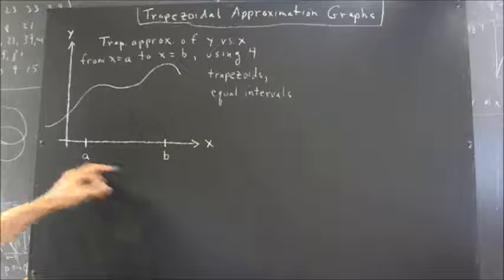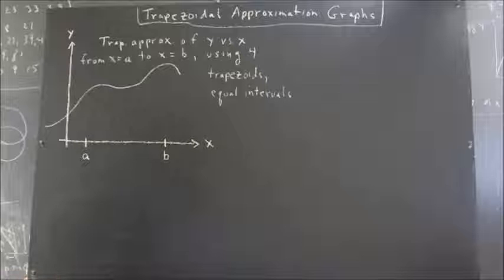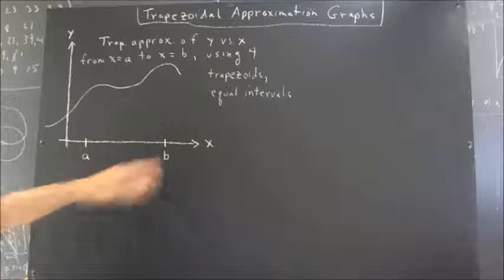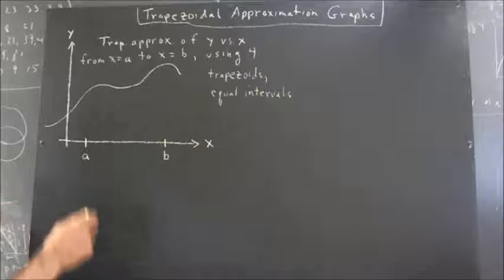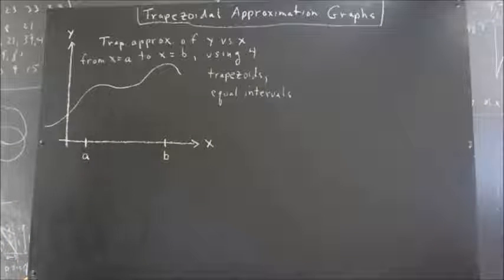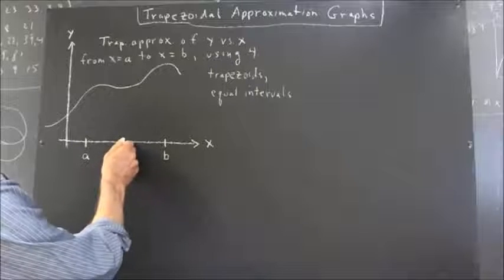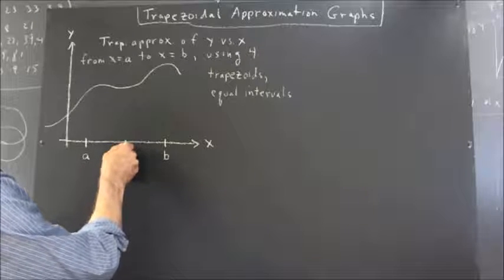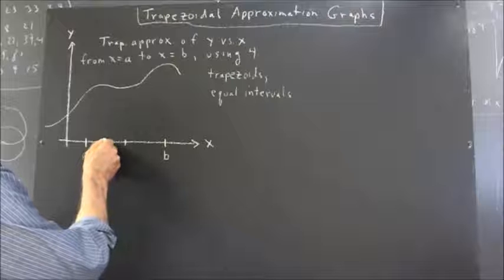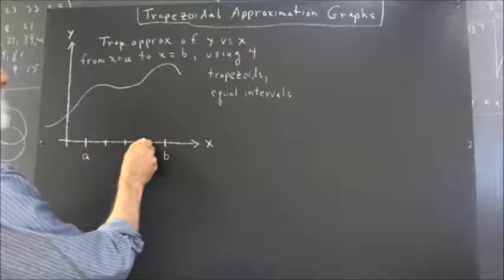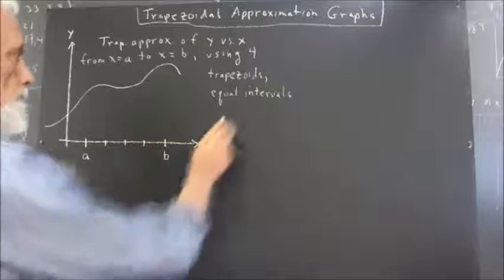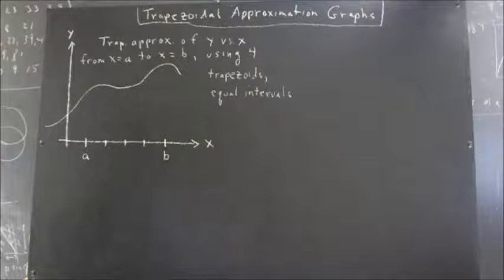Well, here we have x equals a and x equals b. We want to do a trapezoidal approximation that starts at a and ends at b. To do that, we take the interval from a to b and we subdivide it into 4 equal subintervals. And maybe I should have called this subintervals. We'll work out that terminology.